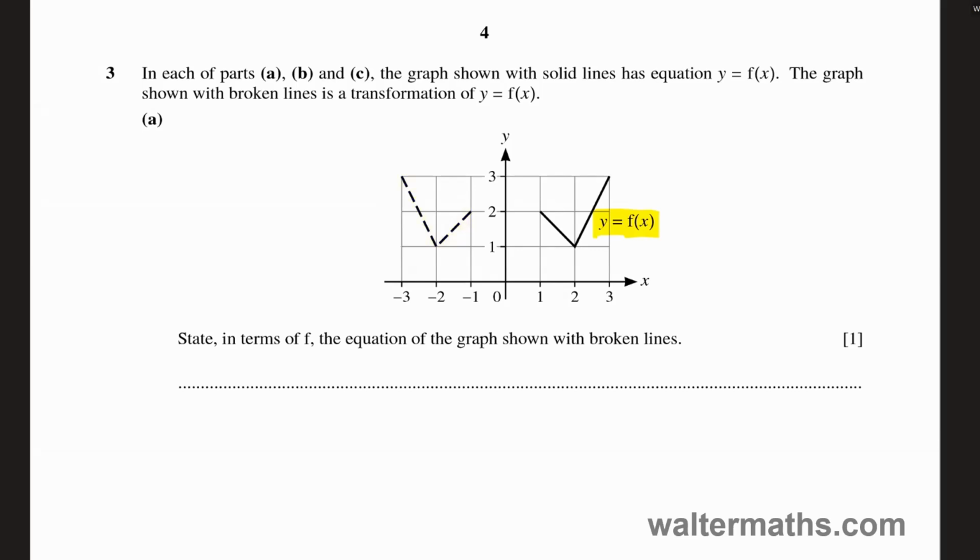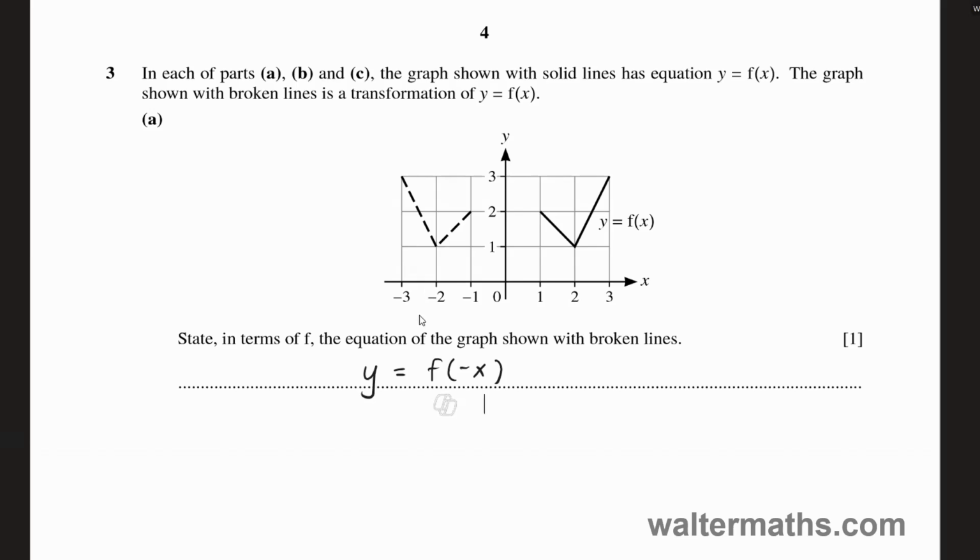And I would like to think you can see that the graph with broken lines is actually a mirror image of the graph of y is equal to f of x, with the mirror line being the y-axis. Okay, so they're actually mirror images of each other, and the y-axis is the mirror line. And such a reflection means that the transformed graph should just be y is equal to f of negative x. So that's how we write, in terms of f, the equation of the graph with broken lines after the reflection.